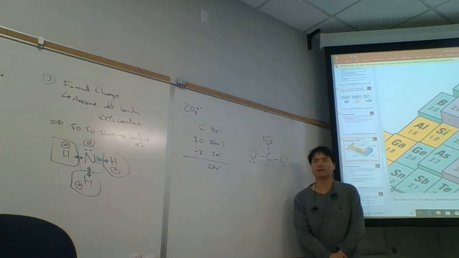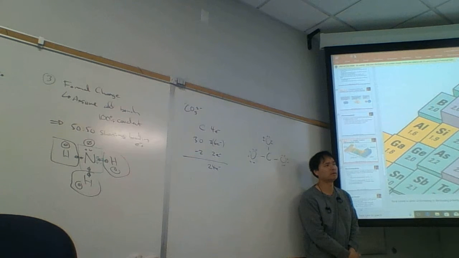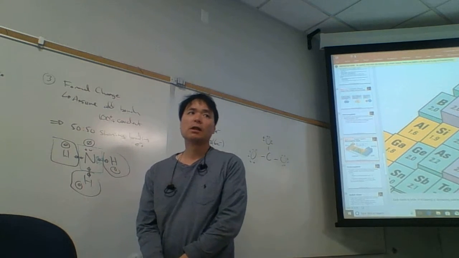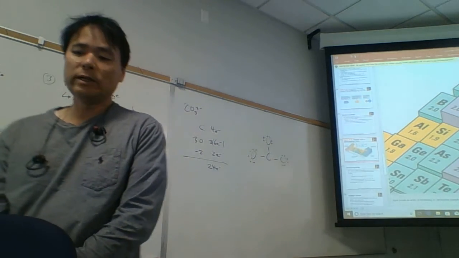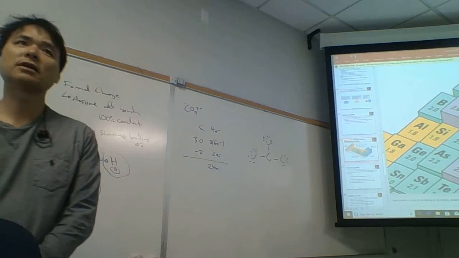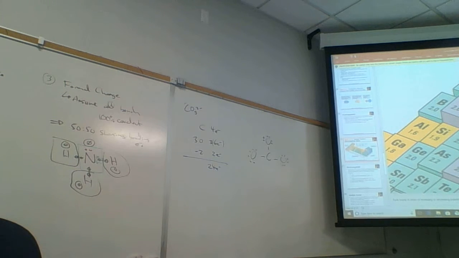Electronegativity, how would you define it? Give me a quick definition. Just the polarity of the bond. Well, we use electronegativity to determine the polarity of a bond, but electronegativity is not defined as the polarity of a bond. It is defined differently.